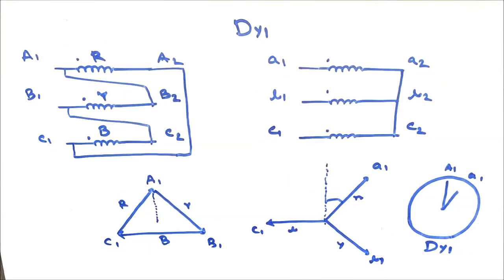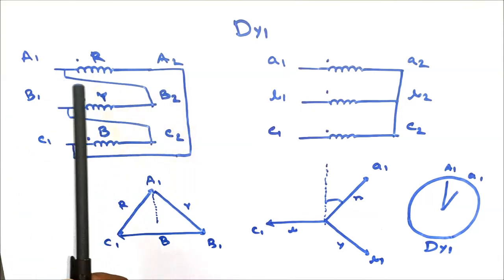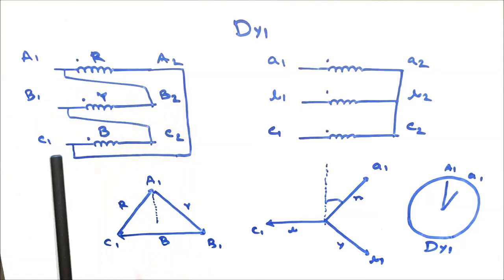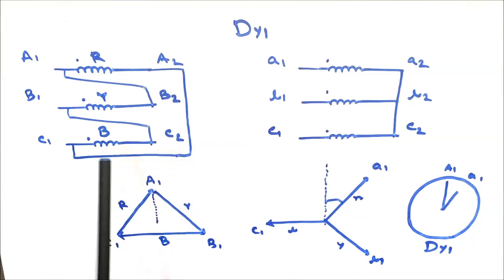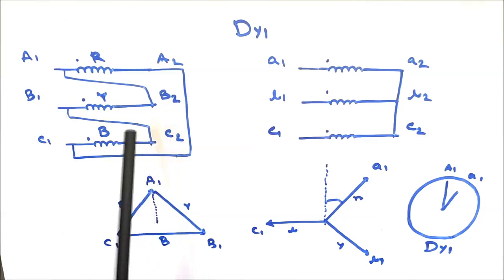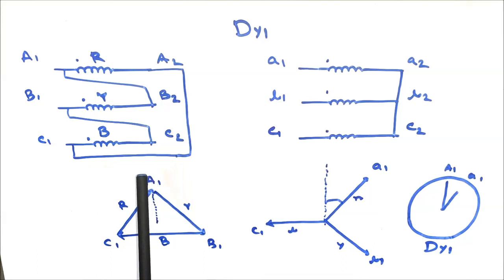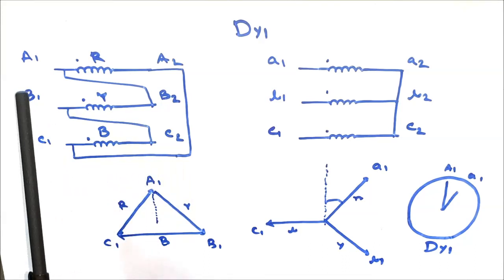Another vector group, that is Dy1. In case of Dy1, the HV side winding connection is different. Here A1, A2 represent the red phase coil, B1, B2 represent the Y phase coil, and C1, C2 represent the blue phase coil. Here I have shorted A1 with B2, B1 with C2, and C1 with A2 to form the delta connection, and A1, B1, C1 are the connection terminals.